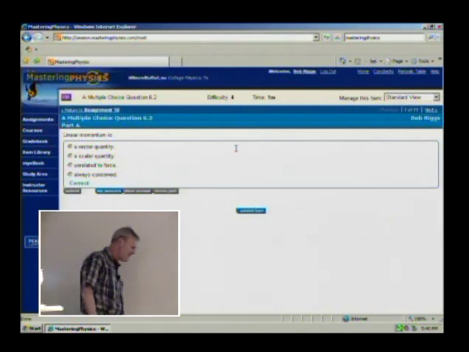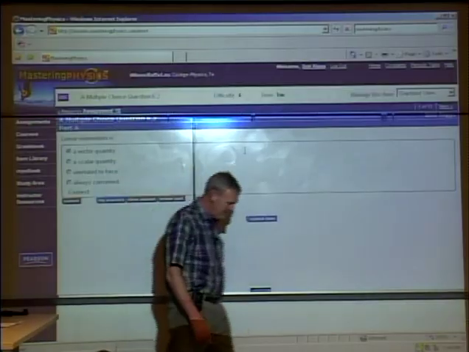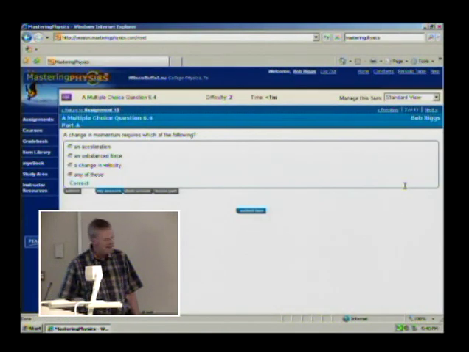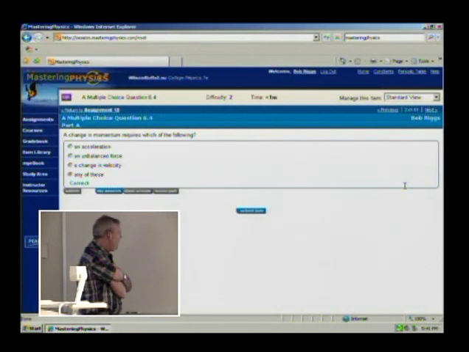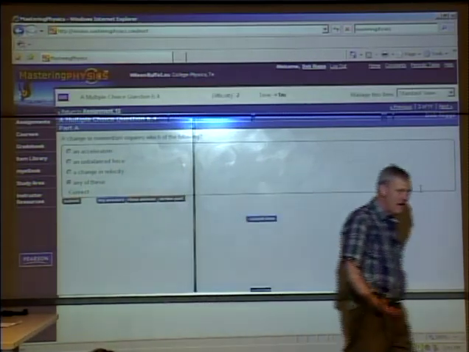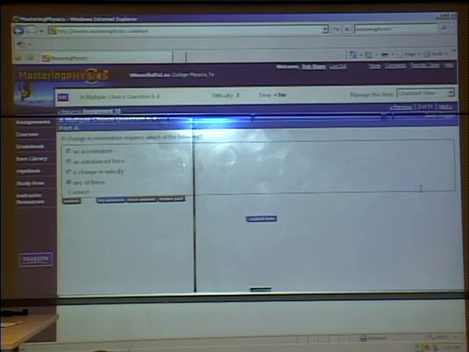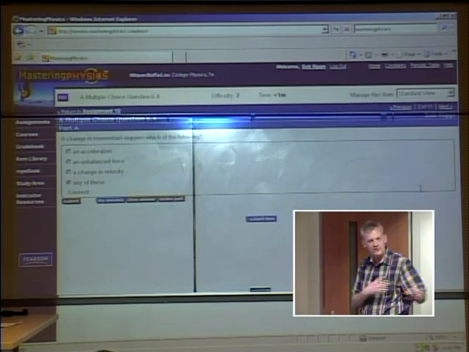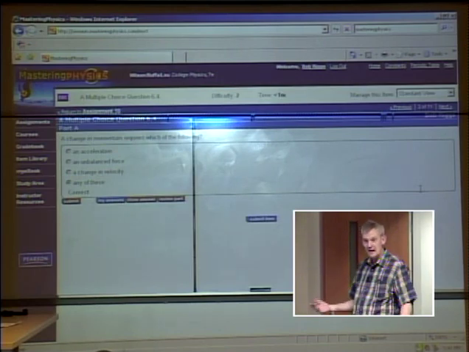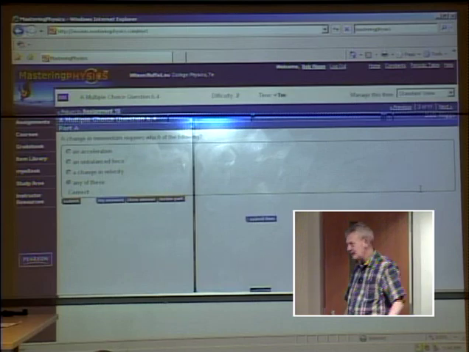Question number 2 says this. I can't remember what it says, so I'll call it up. Let's go to the next one. Whoops, I got that one correct too. A change of momentum requires which of the following? Well, if it's going to change, first of all, it can change mass, I guess. You could change your momentum if you're going along carrying a big ball and you throw it off to the side. You'd change the momentum of you, but the system would actually stay the same.